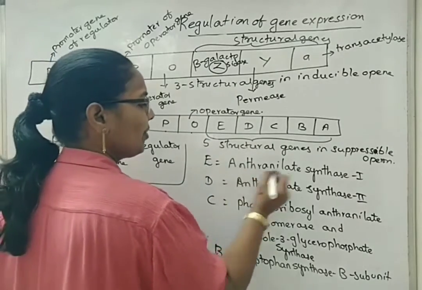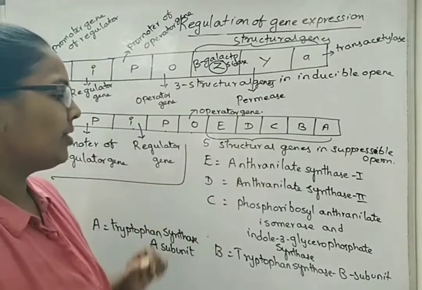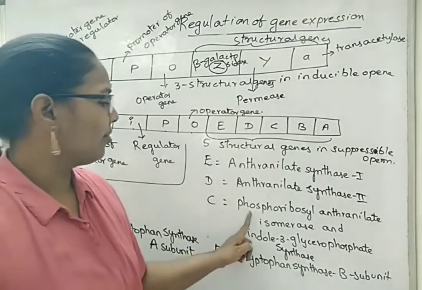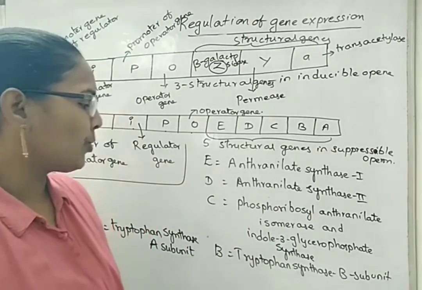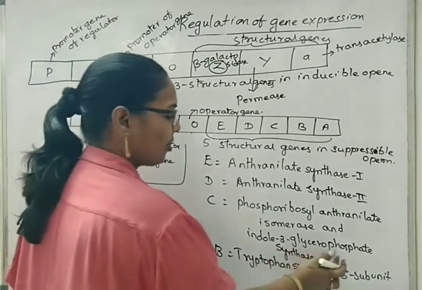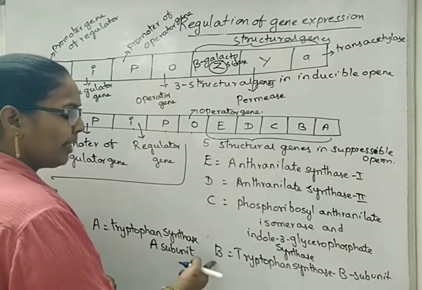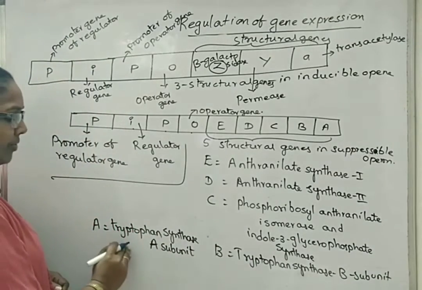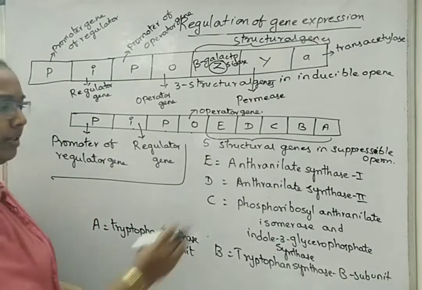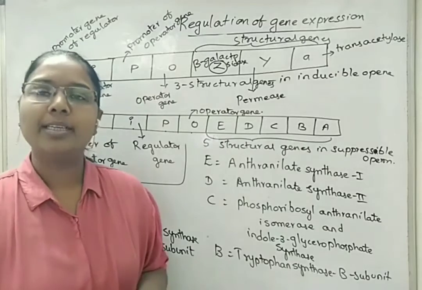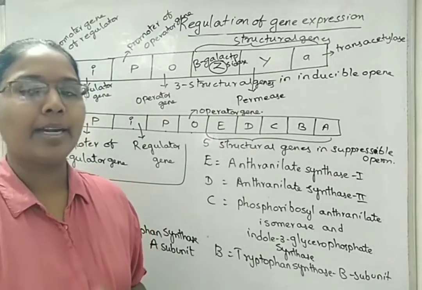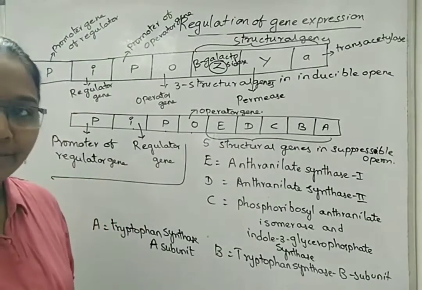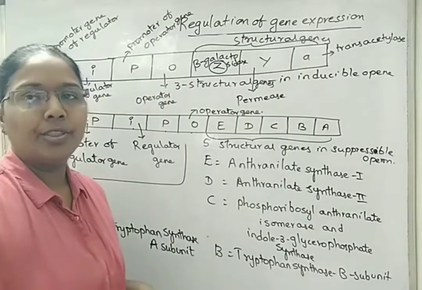So E gene codes for anthranilate synthase 1, D gene codes for anthranilate synthase 2, C gene codes for phosphoribosyl anthranilate isomerase and indole 3 glycerol phosphate synthase. B gene codes for tryptophan synthase B subunit and A gene codes for tryptophan synthase A subunit. What are these used for? We know that tryptophan is one of the aromatic amino acids. So these types of enzymes are used as flavoring agents in food processing.